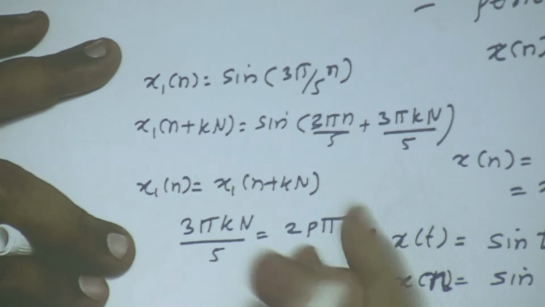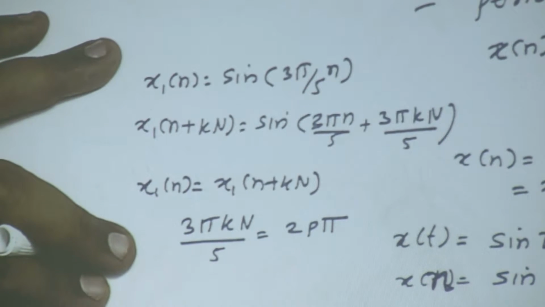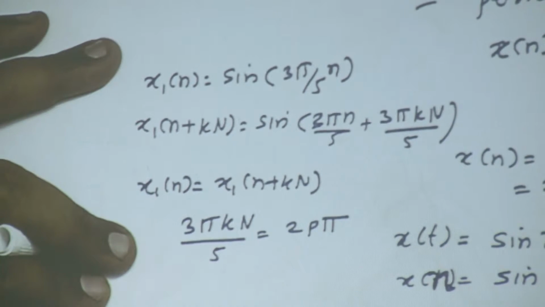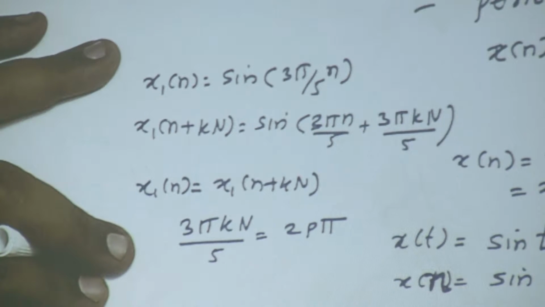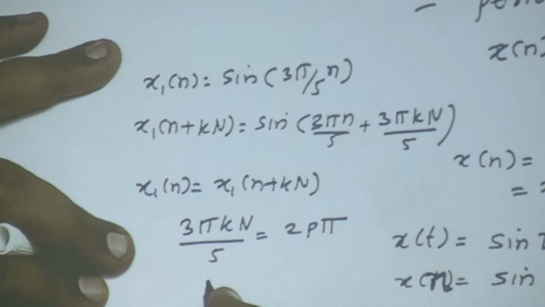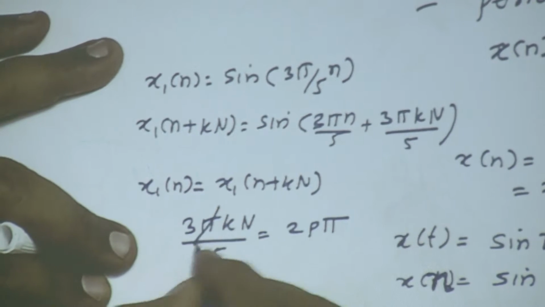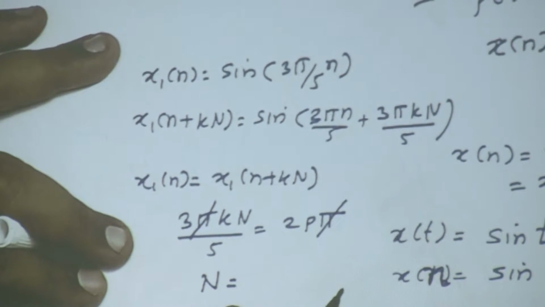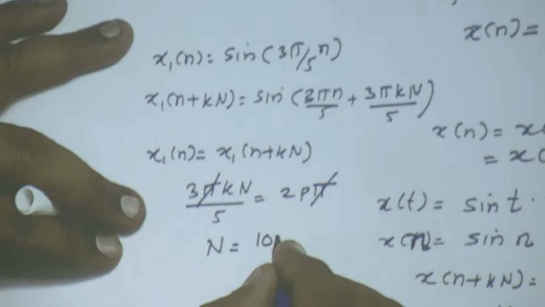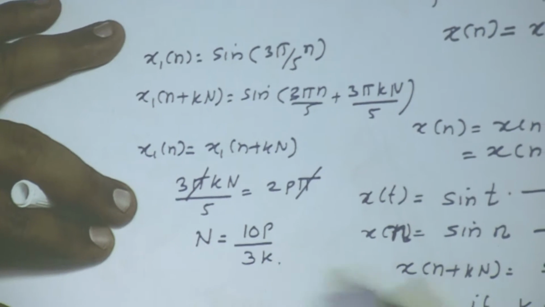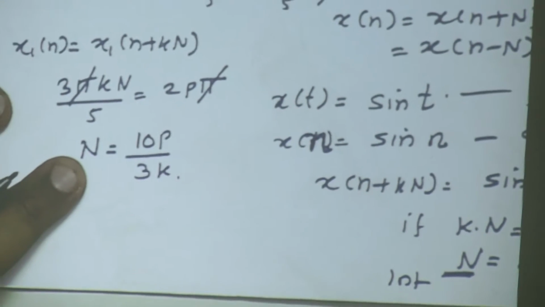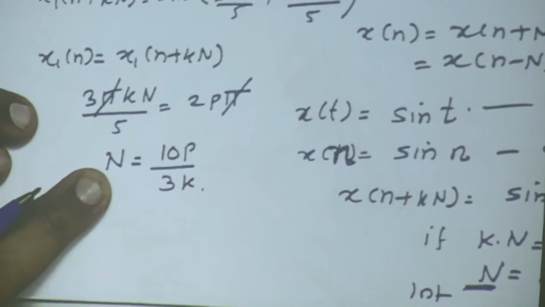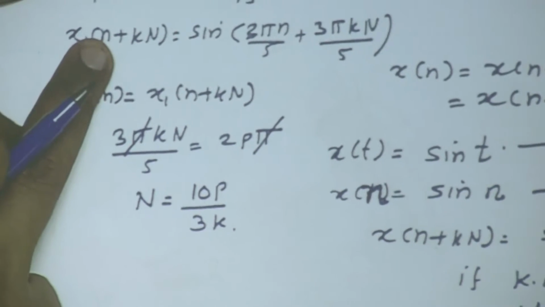You understand why I am writing kp? K is integral multiples of n. P is integral multiples of 2 pi. If I take k on both the sides, k gets cancelled. I do not want that to happen. So what is the value of n then? Pi now gets cancelled with this pi. And now there is a possibility of 10p upon 3k. For some value of p and k, I am likely to get the value of n to be an integer. And that is why this signal is periodic.